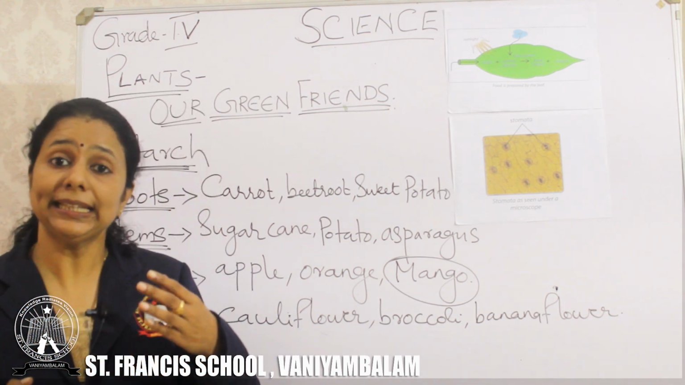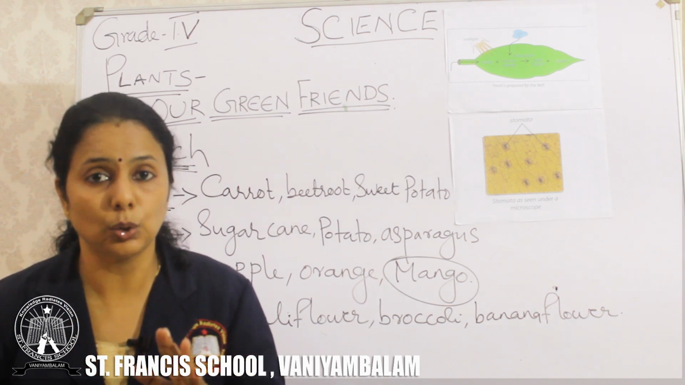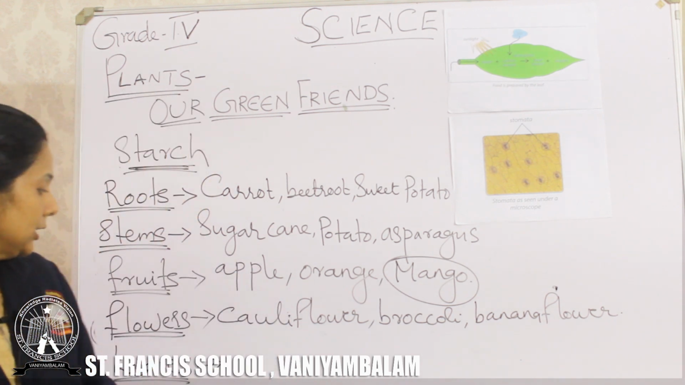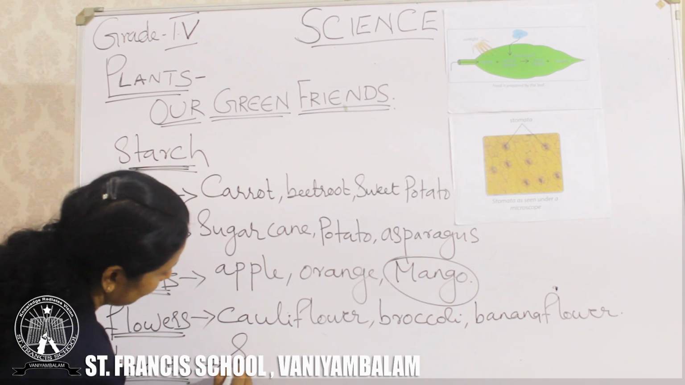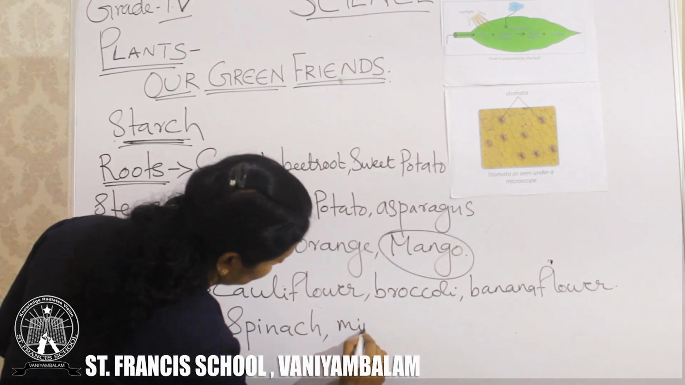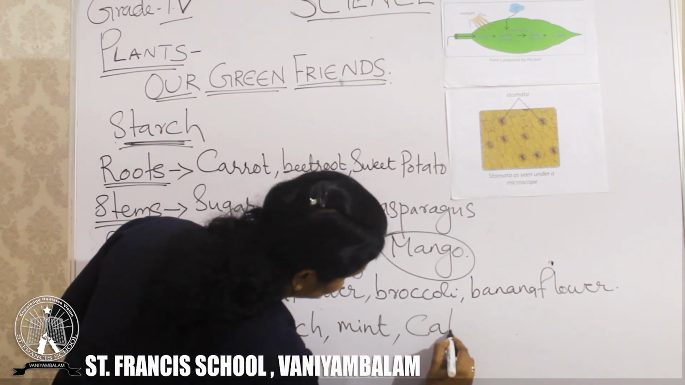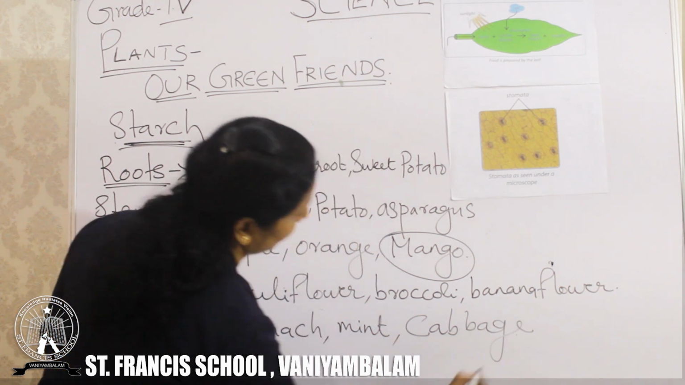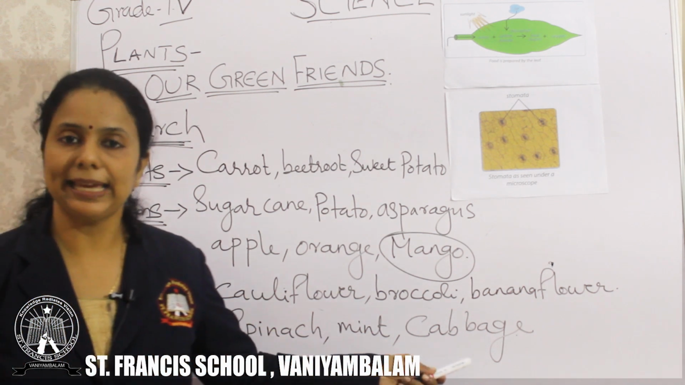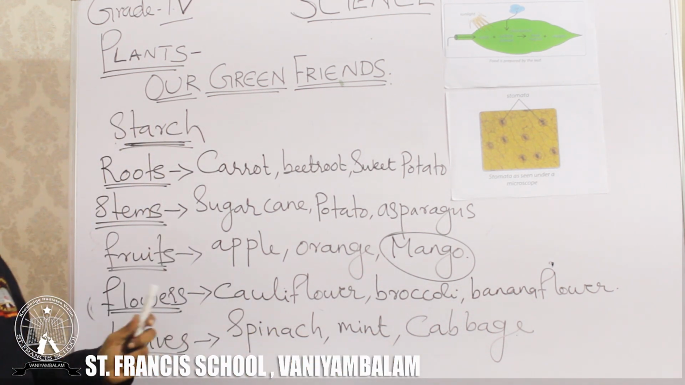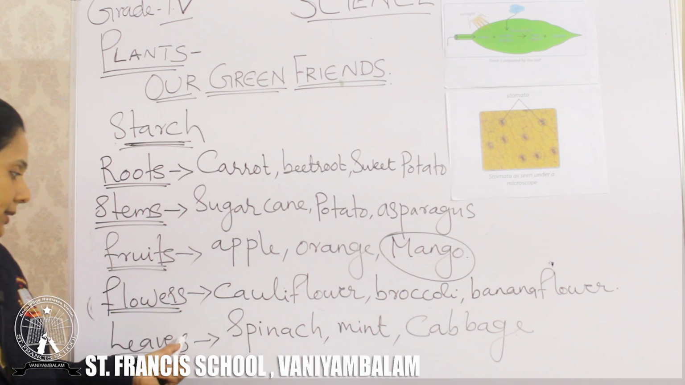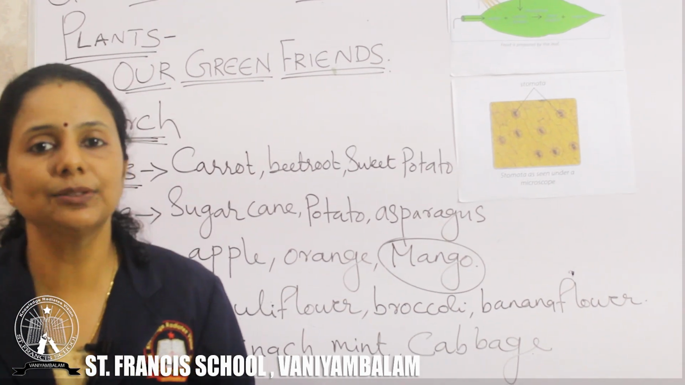So the food is stored, not prepared, in the leaves of those plants. Examples of leaves are spinach, mint and cabbage. In these plants, the food is stored in the leaves, and we use these leaves as vegetables, or we use these leaves in our food.